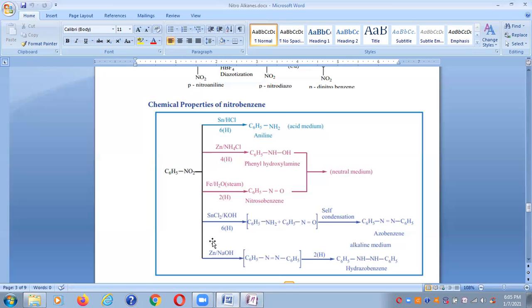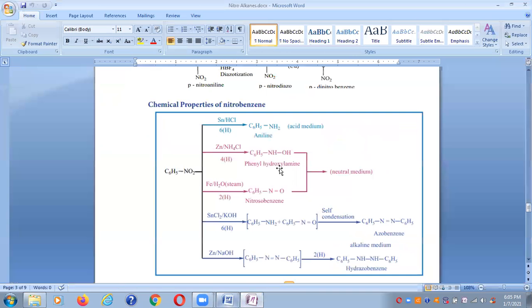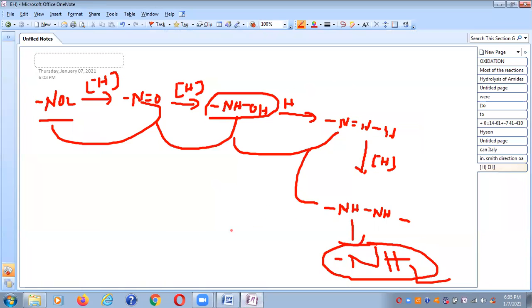First this nitro group is converted into azo, and it ends up with oxime. Not oxime, sorry, it is hydroxylamine. So this is the azo group, the nitroso group, and this is hydroxylamine.